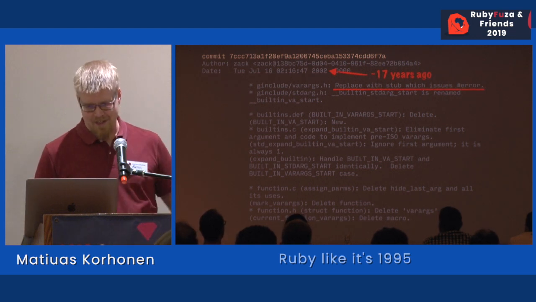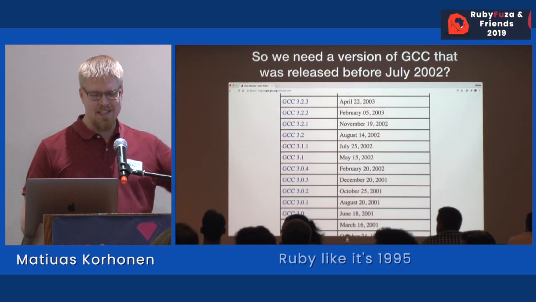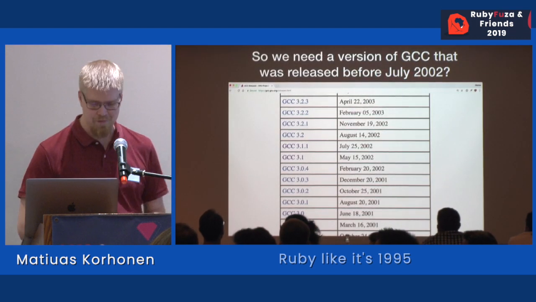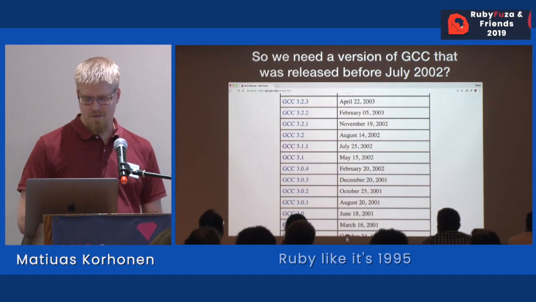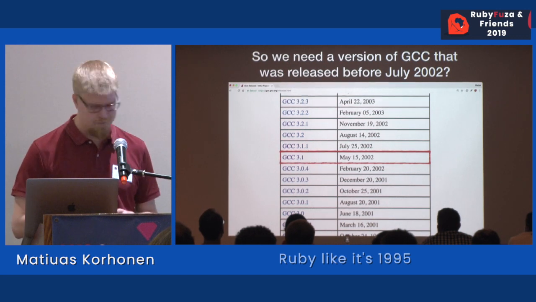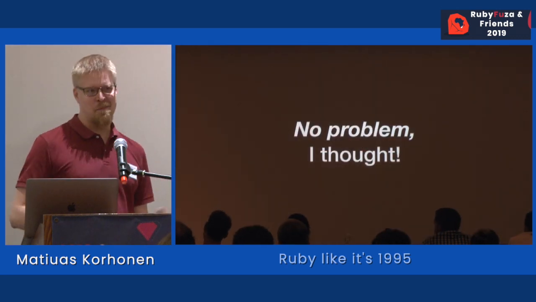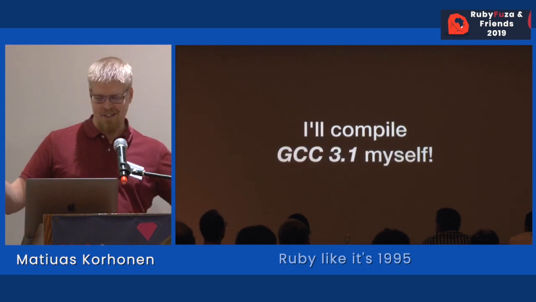So at least based on this commit, we now know that we need to use a version of GCC that was released before July 2002. So version 3.1 or less. No problem, I thought. I'll just compile GCC 3.1 myself.